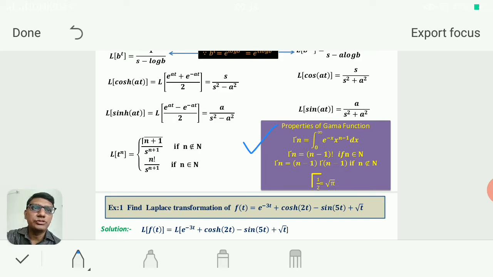If n is not a positive integer, that means n is a fractional number, then gamma of n equals n minus 1 times gamma of n minus 1. These are some basic properties of the gamma function, and we can apply them in the Laplace examples. Now we know the gamma of 1 by 2 is root pi.